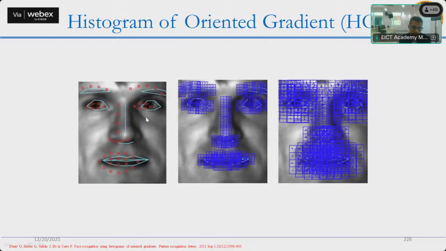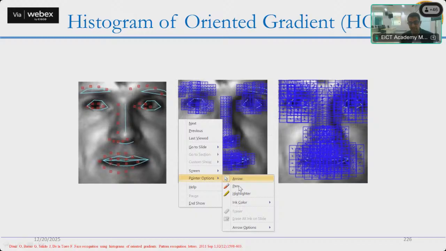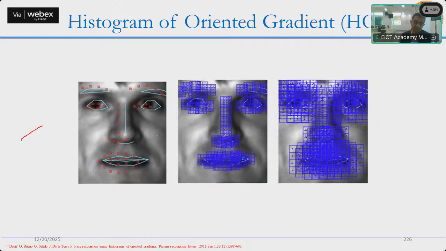For example, in my case, I used it for facial expressions. In facial expression, I need to know whether the lips are open or not, whether the eyes are open or not, whether the eyes are broadened or not. This type of information is very well captured by the orientations. See this blue one, there are arrows showing the gradient, showing the angle. See what type of angle it is: this type of angle, this type of angle.